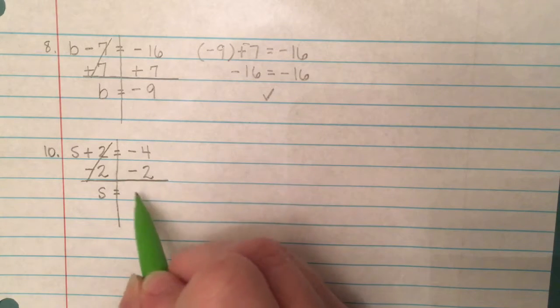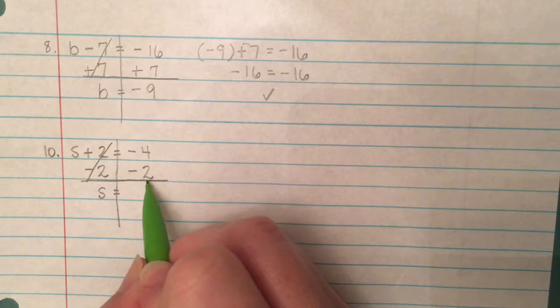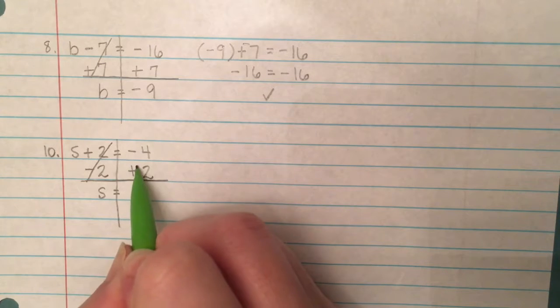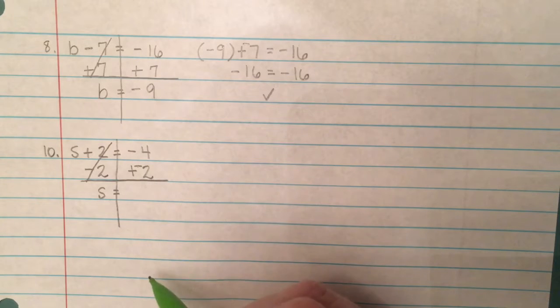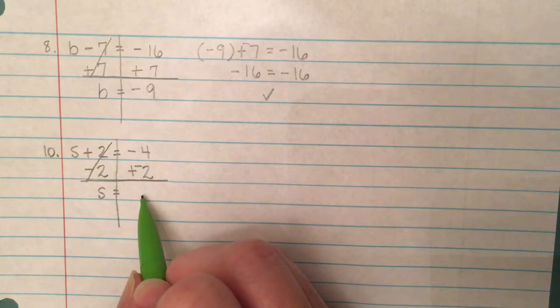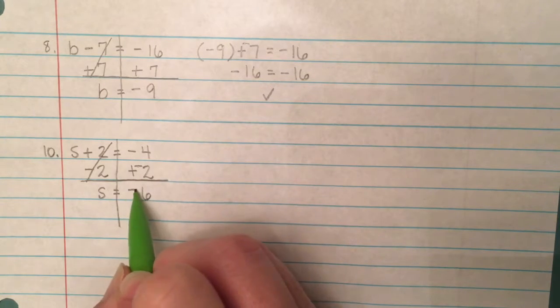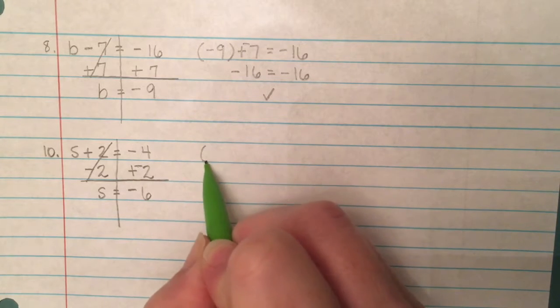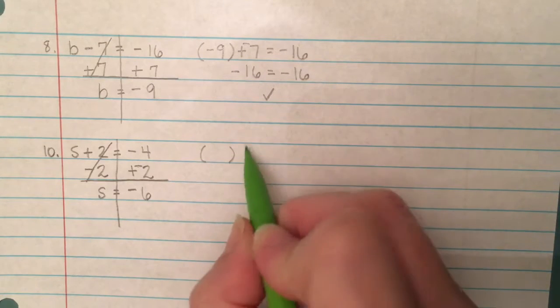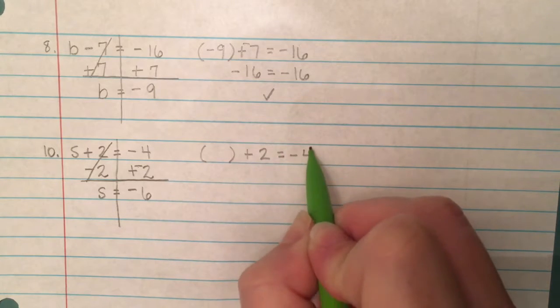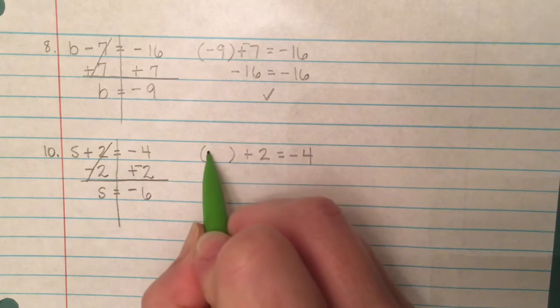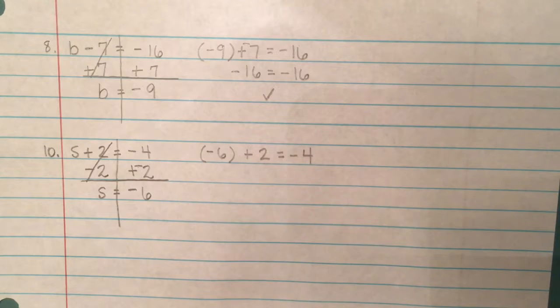These two signs are the same, but we can also keep, change, change. So we're going to change this and change that. The two signs are the same, so we're going to add and keep the sign. 4 plus 2 is 6, and keep the negative. To check it, in place of S, we're putting parentheses, and we're rewriting the original problem. In the parentheses, we're putting a negative 6.